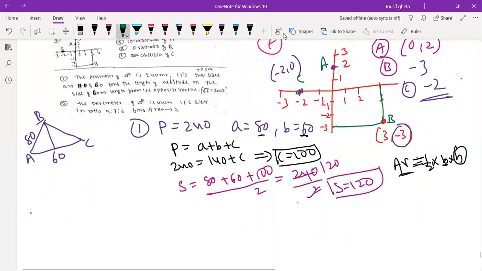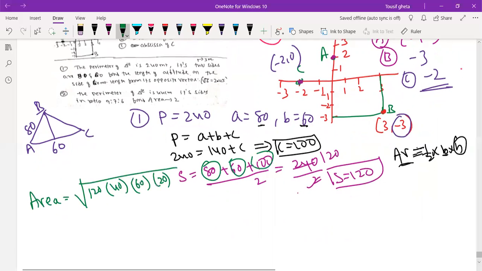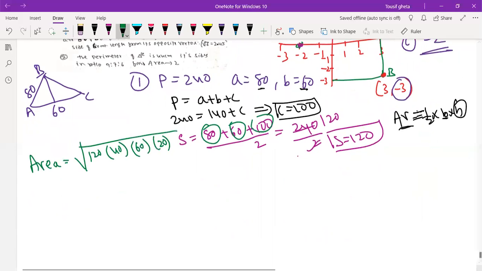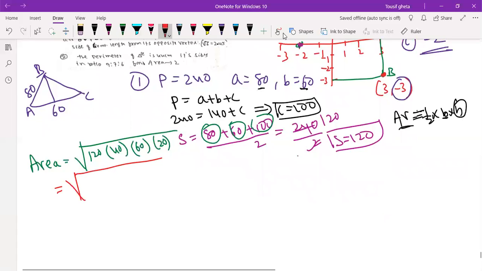Let us find the area now. Again, I will not write the formula; everyone is very familiar with it: root of s into s minus a, s minus b, s minus c. So s is 120, right? 120 minus 80 will get 40. 120 minus 60 will get 60. 120 minus 100 will get 20. Just go for the simplification. You should get the correct answer if we have done it correctly. So I will just split. This is 120, right? And 40, so I will write it as 4 times 10 so I can get a square.